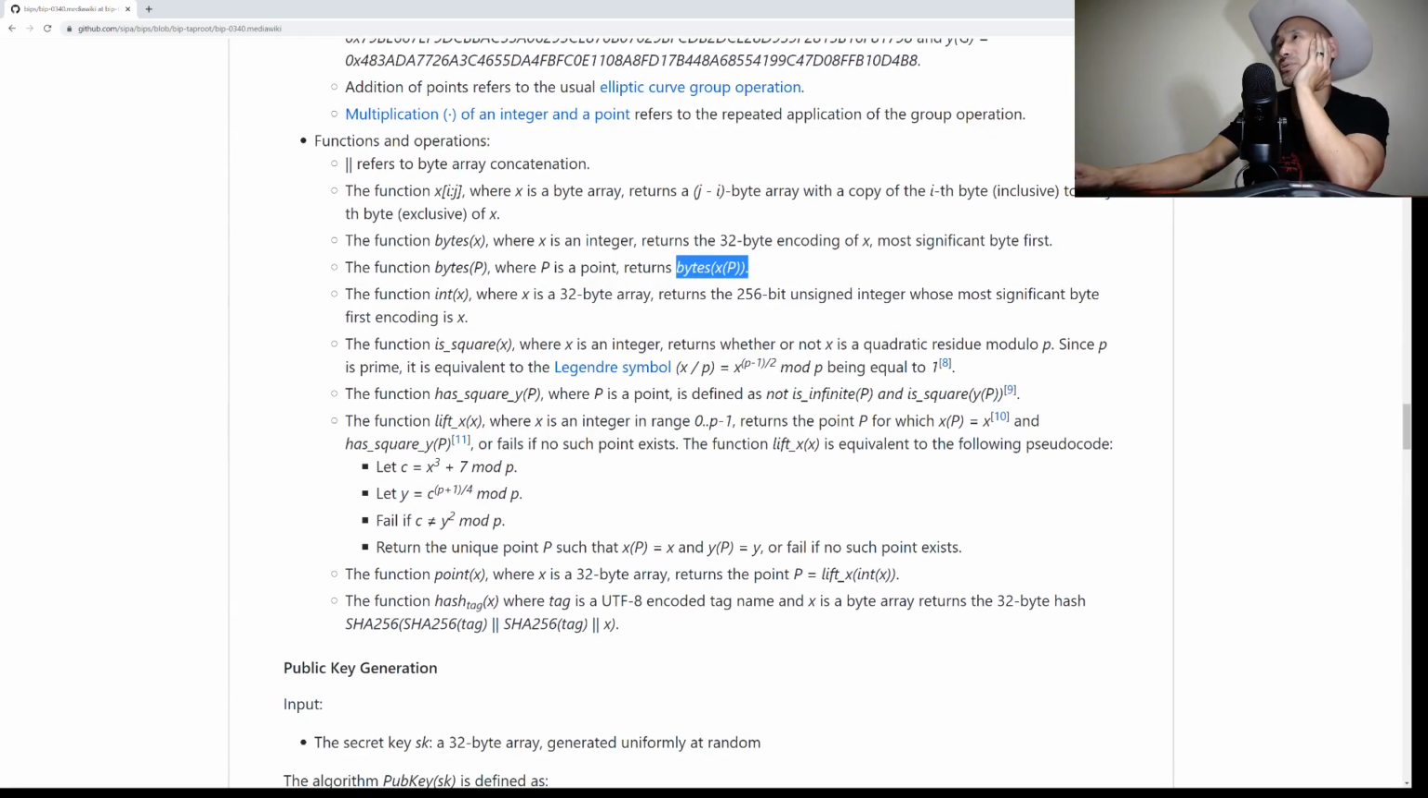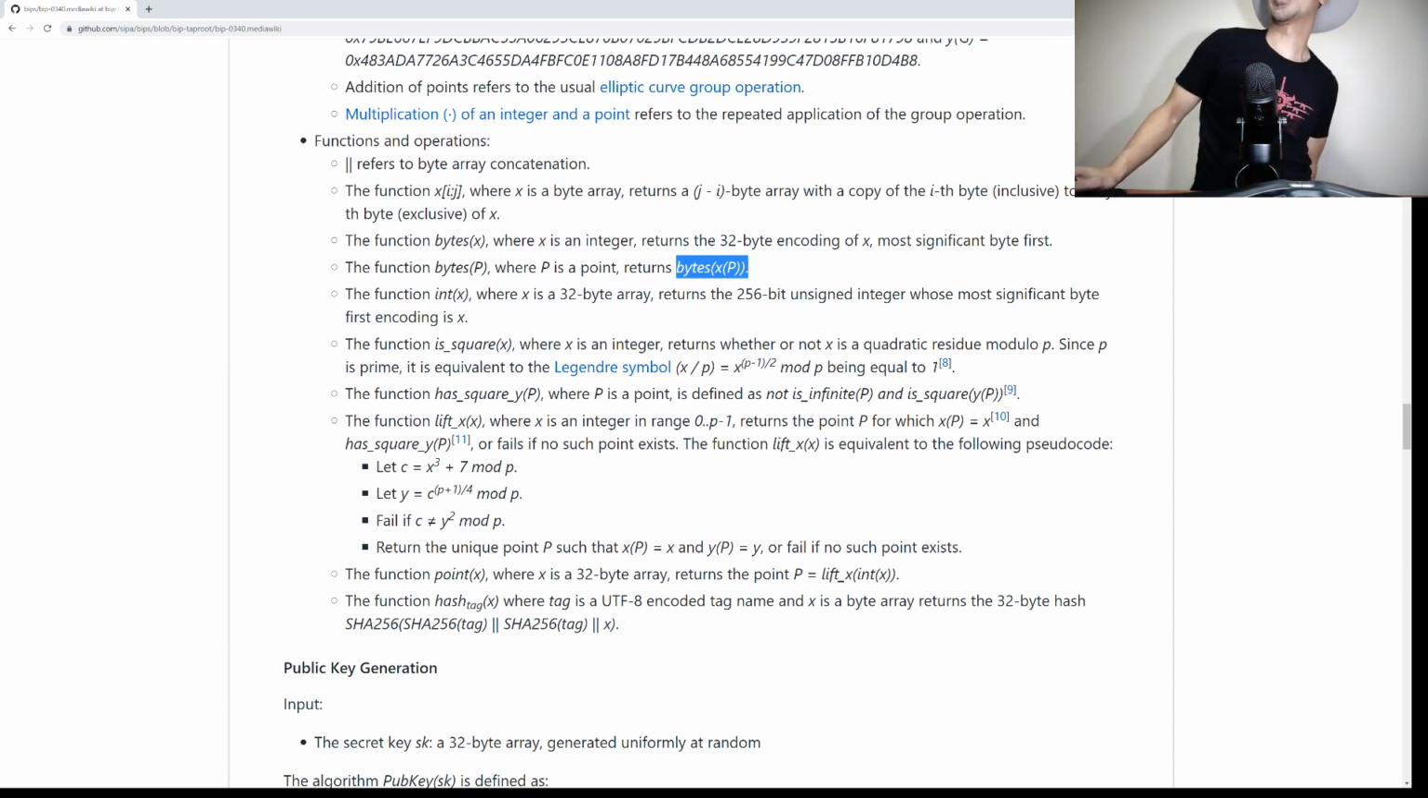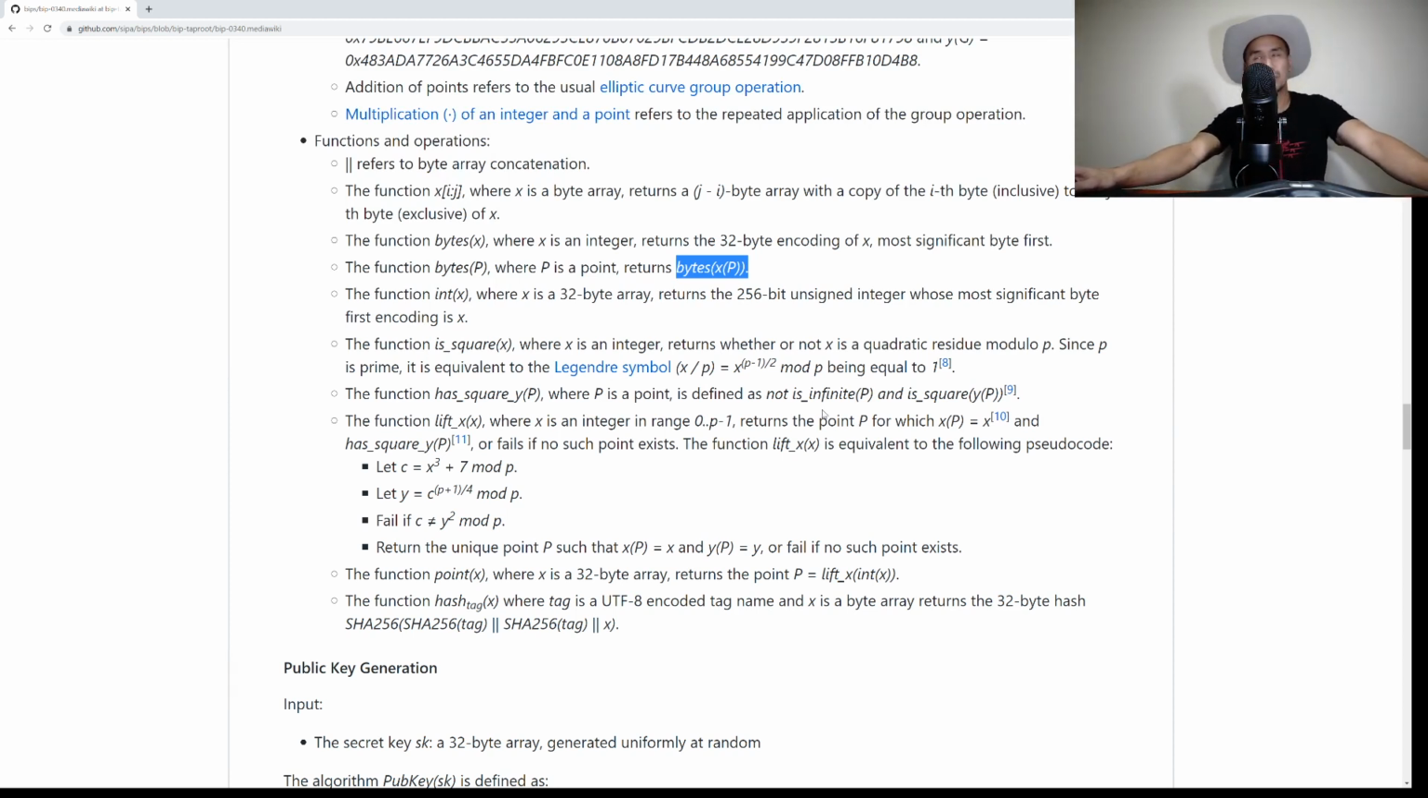The function is_square(x), where x is an integer, returns whether or not x is a quadratic residue modulo p. Since p is prime, it is equivalent to the Legendre symbol being equal to 1. So it's a way to figure out if x is a square, and only certain numbers are squares in this. The function has_square_y(P), where P is a point, is defined as not is_infinite(P) and is_square(y(P)).